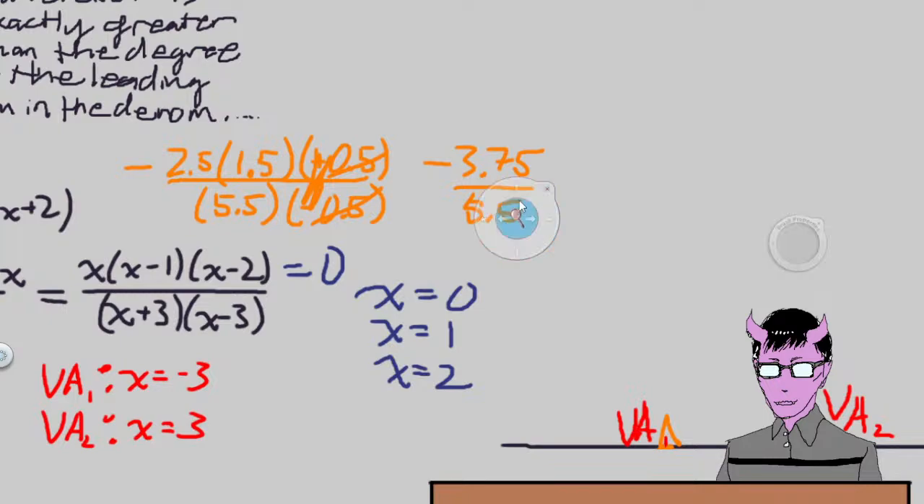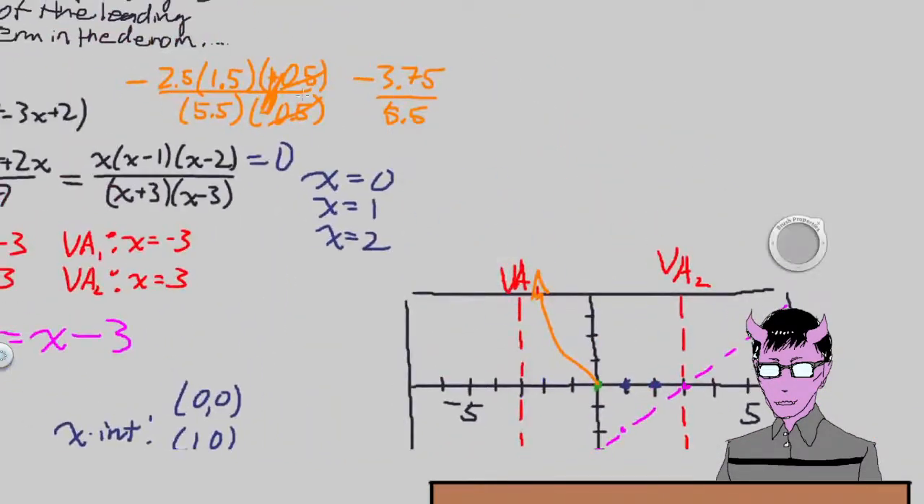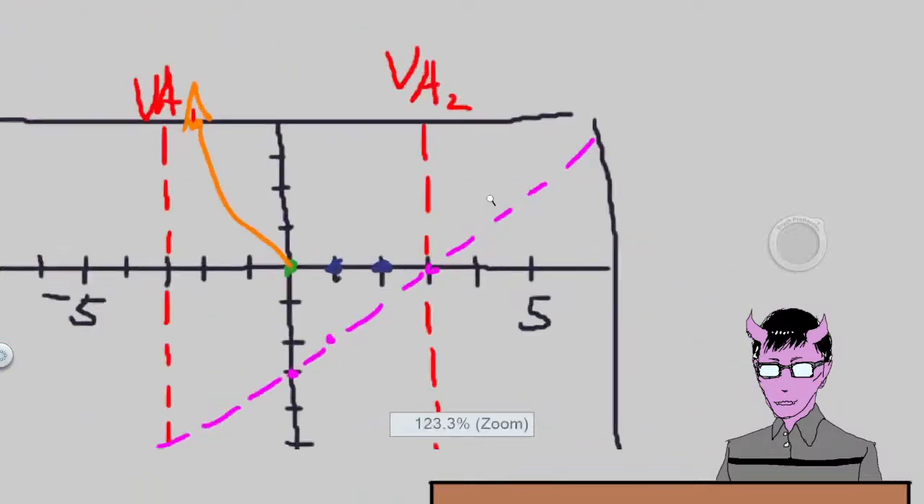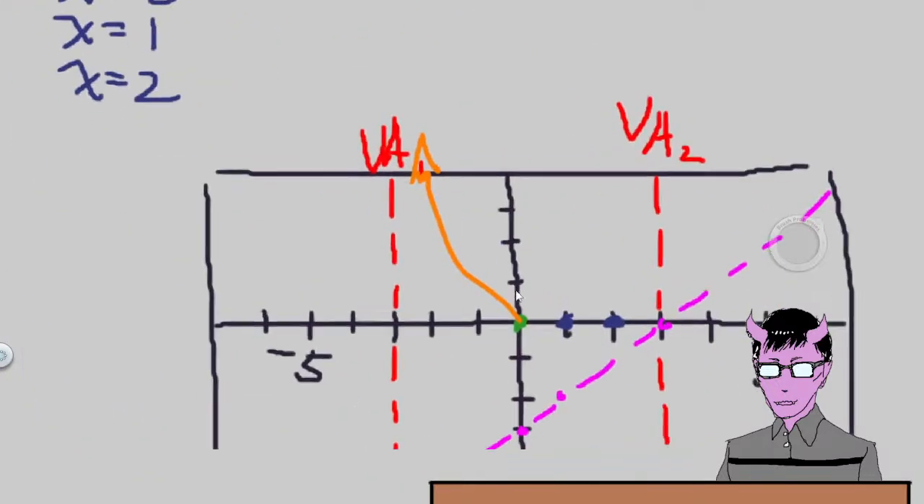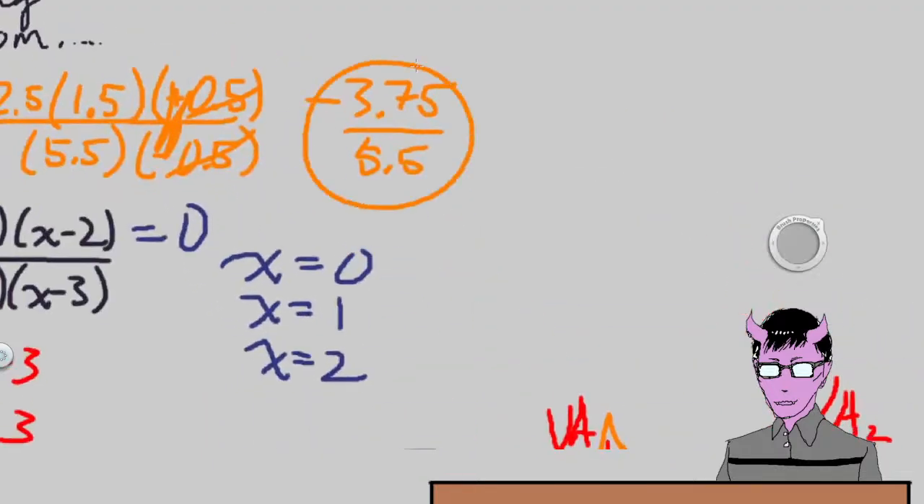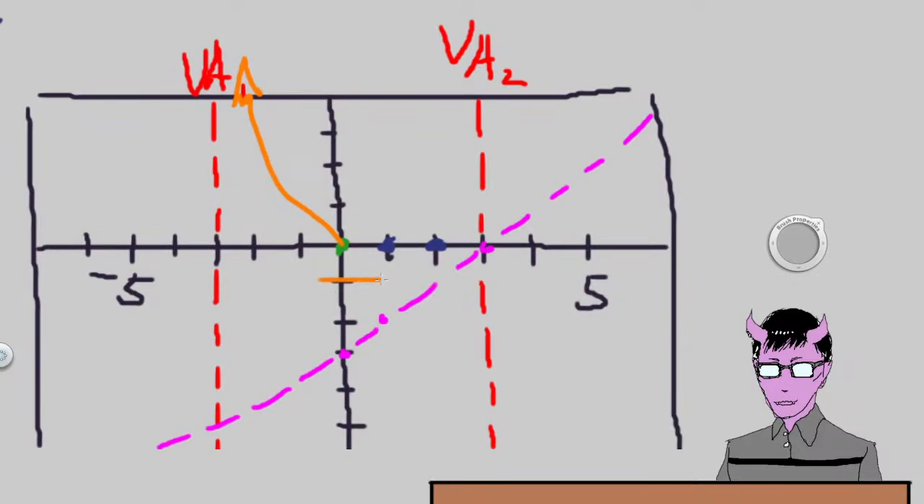It's a negative value, so it's below the x-axis. That's very interesting, right? Plugging in positive 2.5, we got a negative value, which is above negative 1. So here is negative 1, and we are above negative 1.